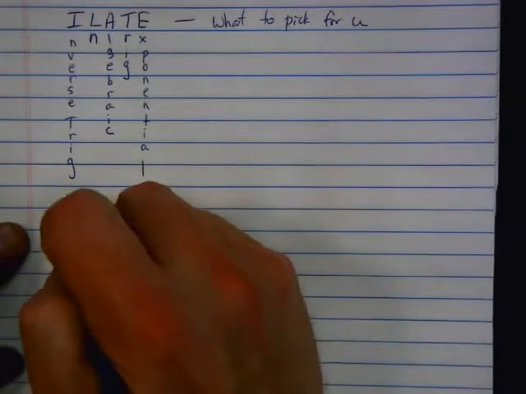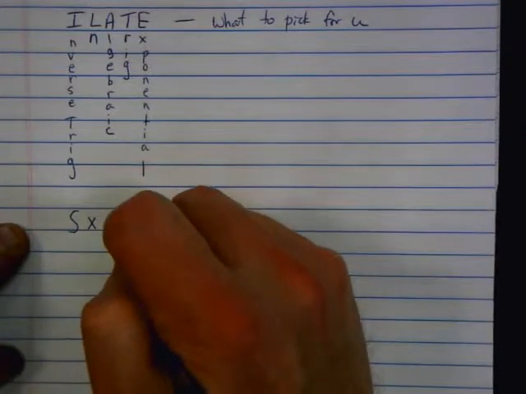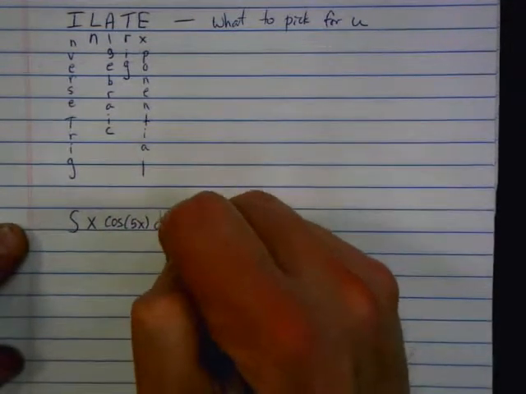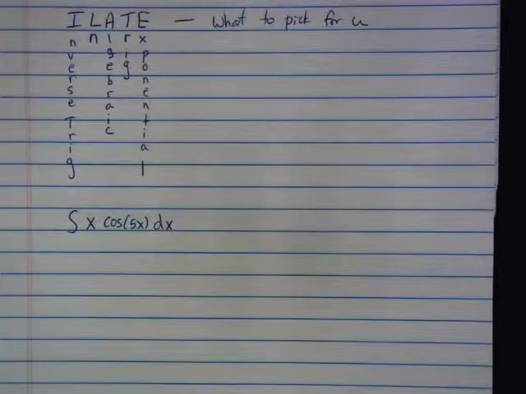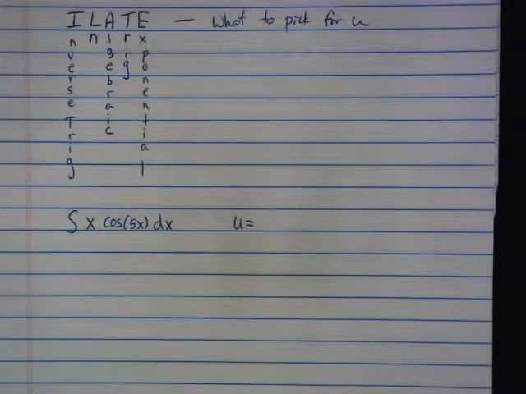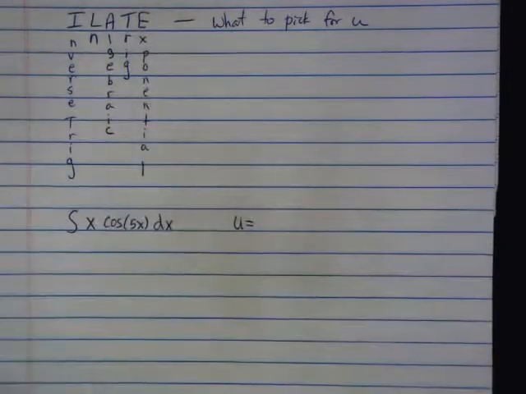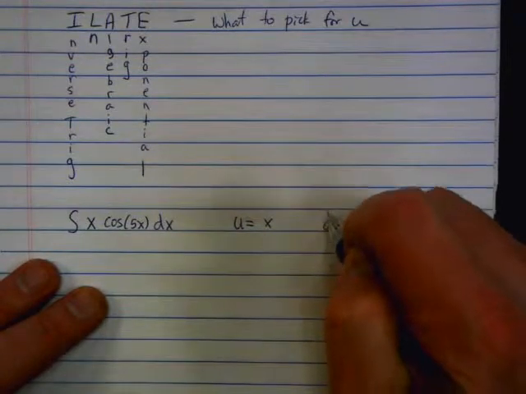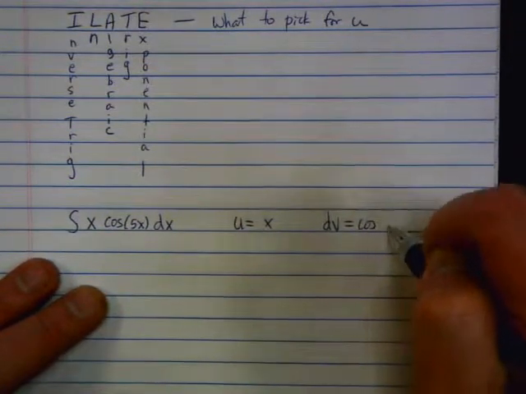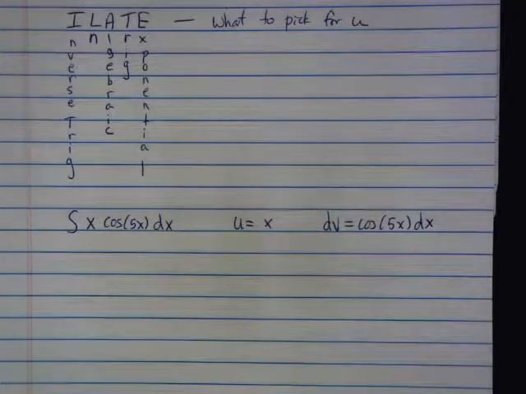Okay, so knowing that takes half the trouble out of these problems. So let's say you had the integral of x cosine 5x dx. Using our little ILATE rule, we know right away that u should be x, because algebra comes before trig. So u is x. Which means dv is everything left, cosine 5x dx.